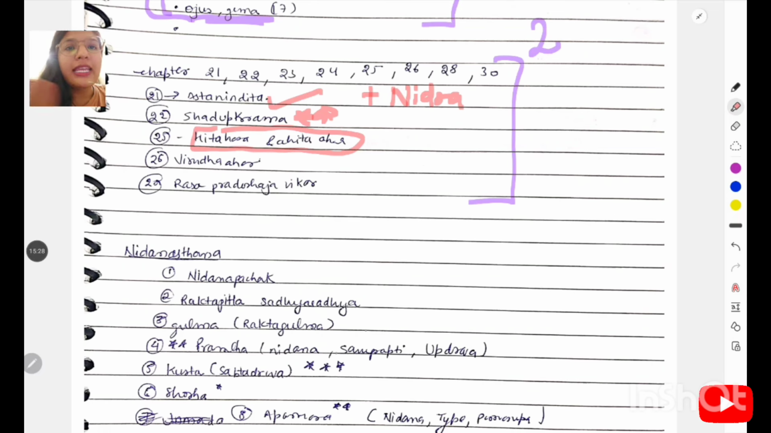Next, if we talk about the 26th chapter, in the 26th chapter the most important concept explained is Viruddha Ahara. Along with the definition of Viruddha Ahara, what are the 18 types of Viruddha Ahara, the treatment, and what diseases happen due to Viruddha Ahara, who are the persons whose body Viruddha Ahara does not affect, and small things are also explained, for example Vipaka, Virya.